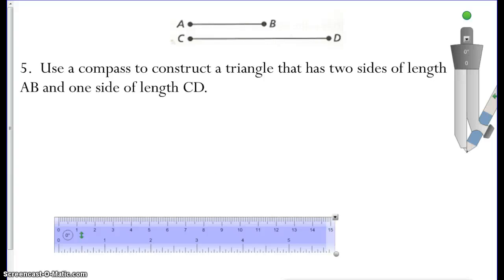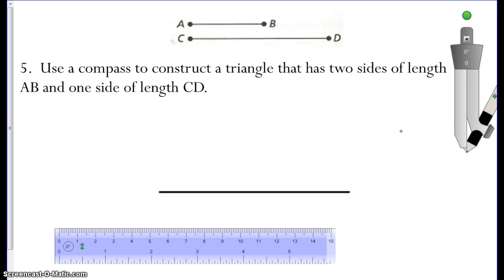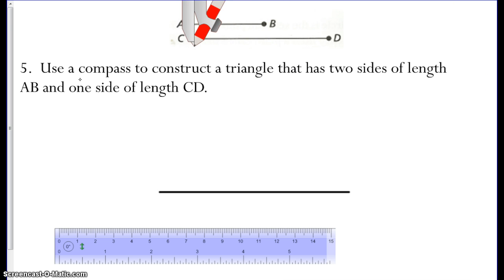Alright, now this one, we need to make a triangle that has one side length of CD and two side lengths of AB. So again, the first thing you're going to do is copy line segment CD. In order to do that, you're going to need to create a line somewhere on the paper. I'm going to move this out of the way a little bit. There we go. And then measure CD with your compass.